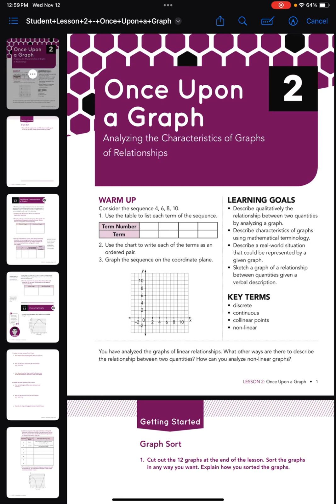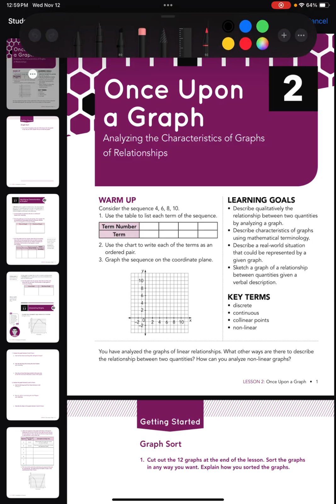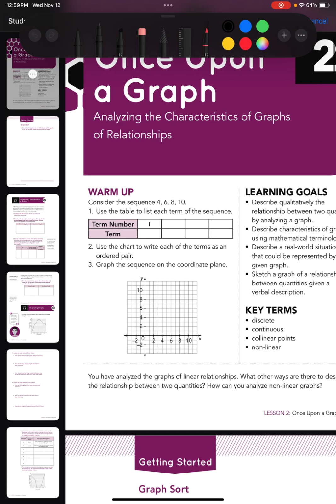All right, next lesson here, we're looking at analyzing characteristics of graphs and the relationships they have. Warm-up to get started. It says consider the sequence 4, 6, 8, and 10. Use the table to list each term of the sequence. So our inputs, our x in this case, is our term numbers. So we have term number 1, 2, 3, 4, and then our output is the term itself, which is 4, 6, 8, and 10.